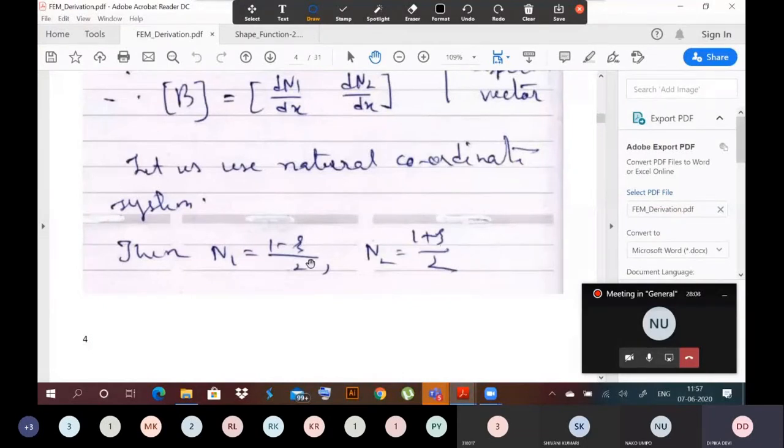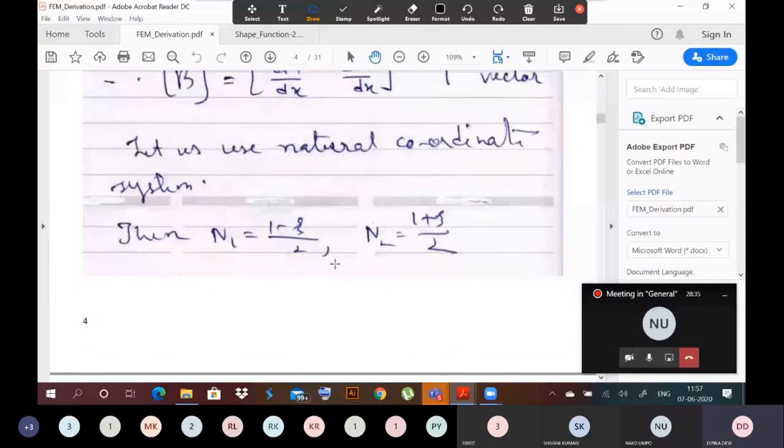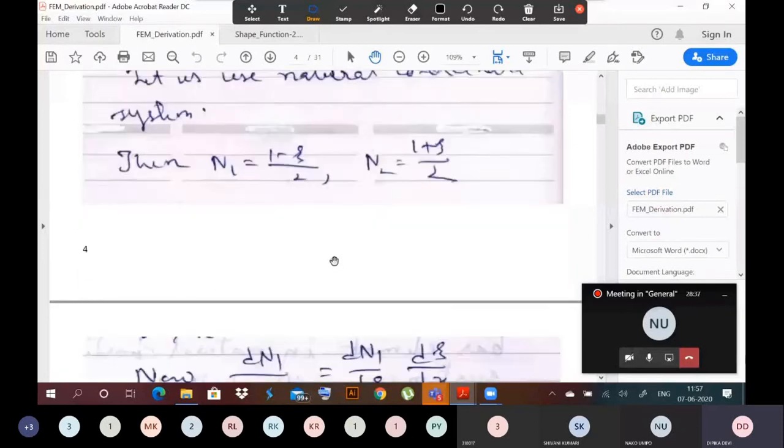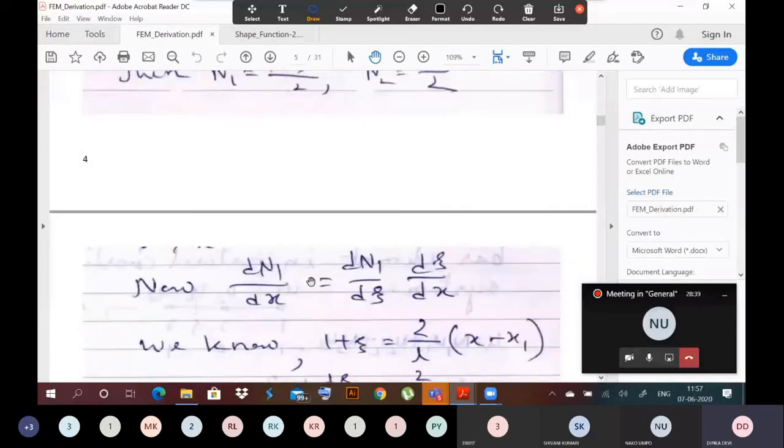These are the shape functions. Now we need to find the derivatives of these shape functions. We need to find del n1 by del x, which is equal to del n1 by del xi into del xi by del x. Then we know 1 plus xi is equal to 2 by l into (x minus x1). I have already told you this two times: this is the relationship between the xi coordinate and the x coordinate, which you can determine directly for a bar element. Therefore from here we get dxi by dx is equal to 2 by l. This we have already used also.